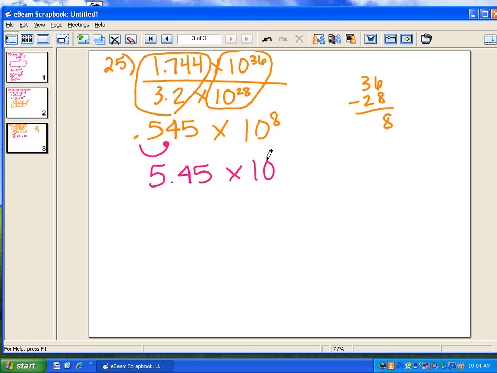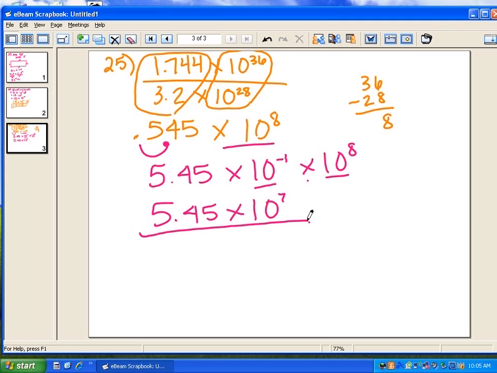So how do I go from 5.45 back to this 0.545? A negative 1. And then I still have this piece that I have to add in there. 10 to the 8. And now my bases are the same, and I'm multiplying. So I can add my exponents, and I get 5.45 times 10 to the 7th. This is my final answer. Okay?